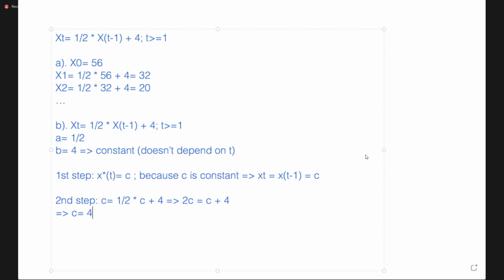And if I'm not mistaken, c is equal to plus 8, because I multiplied by 2. Therefore, c should be also equal to 8, of course.